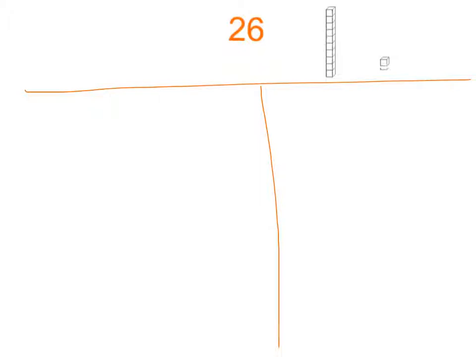Here I have the number 26. I can represent this number with 6 ones blocks. 1, 2, 3, 4, 5, 6, and 2 10s. Or I could represent it with how many ones? That's right, 26 ones.